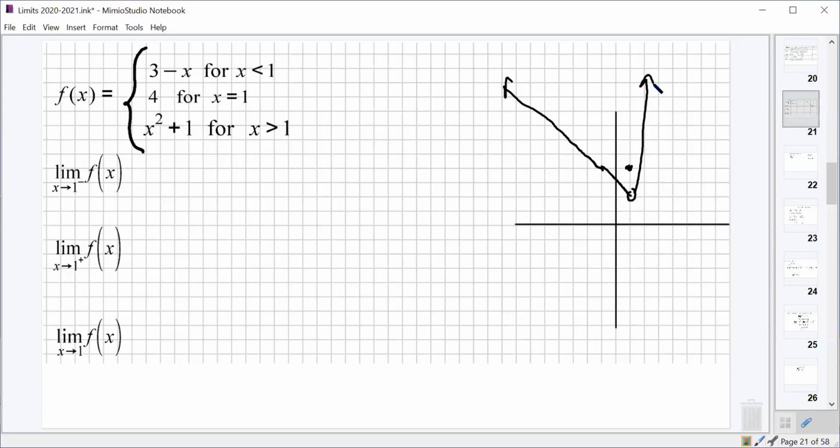I guess my graph's not very good because I'm drawing on a laptop screen, but this should be sort of parabolic looking over here. This should be linear over here, and I've got that single point that's an outlier. Everybody agree with that? Okay, cool. So we're going to do this algebraically and we're going to do it graphically. Both of them should be pretty straightforward. As we approach 1 from the left, which piece of our piecewise function includes only values that are less than 1?